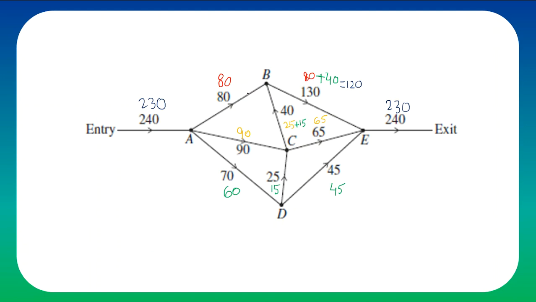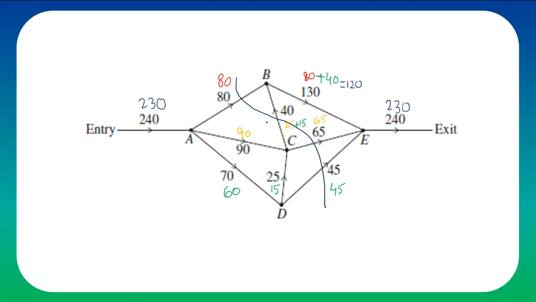This one's okay. AB, 80, 80. This one's okay. 40, 80 plus 40 is 120. 120 plus 65. This is also saturated, which is 185, and then plus 45, which is 230. So we will cut through like this. So this is the minimum cut.